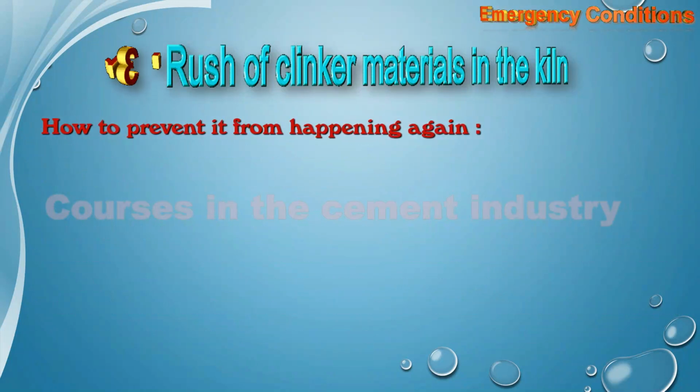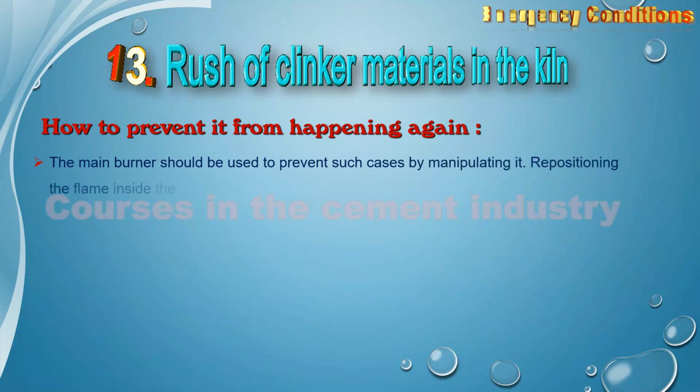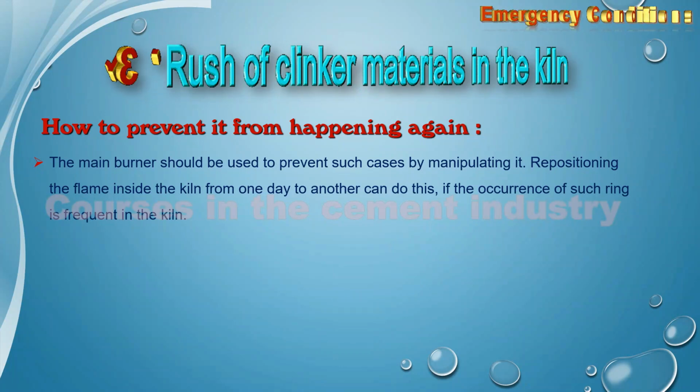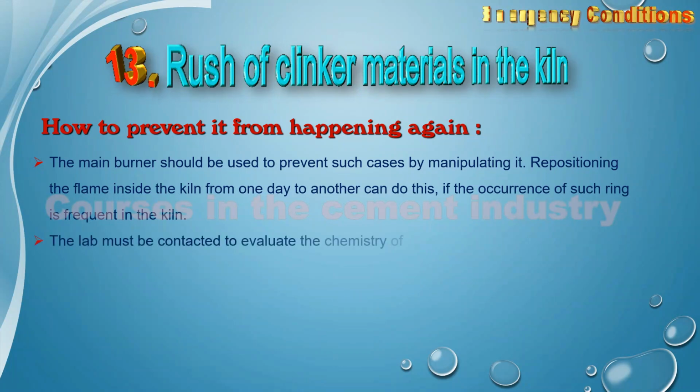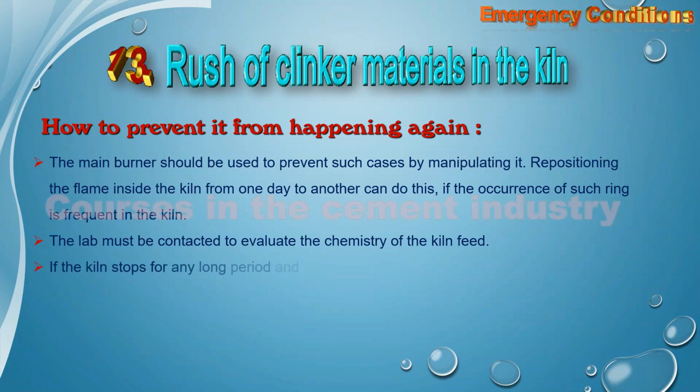How to prevent it from happening again. 1. The main burner should be used to prevent such cases by manipulating it. Repositioning the flame inside the kiln from one day to another can do this, if the occurrence of such a ring is frequent in the kiln. 2. The lab must be contacted to evaluate the chemistry of the kiln feed. 3. If the kiln stops for any long period, and there was a ring inside the kiln, destroy it.